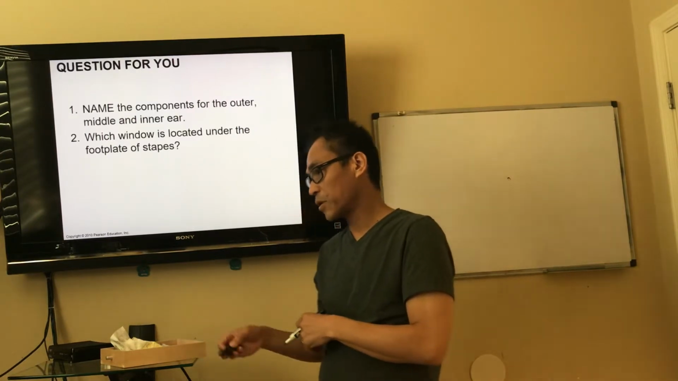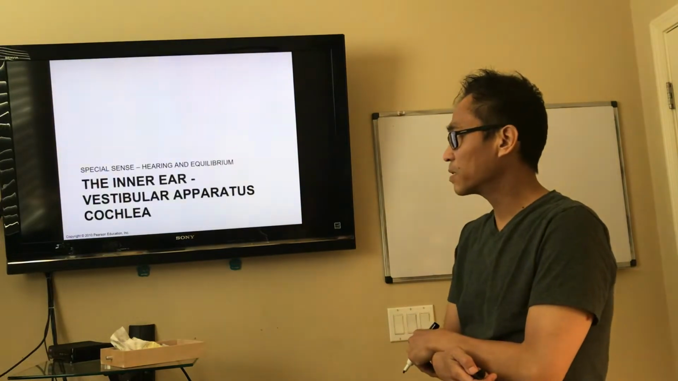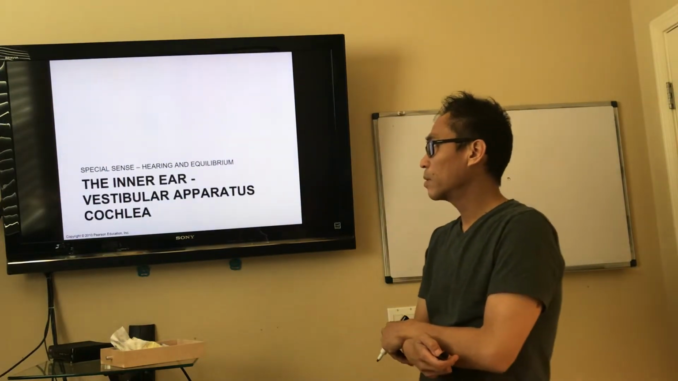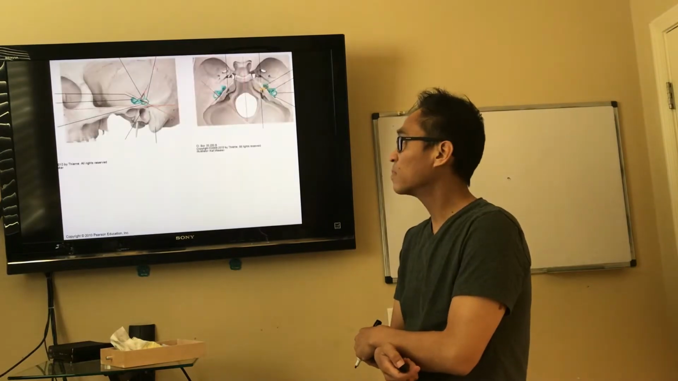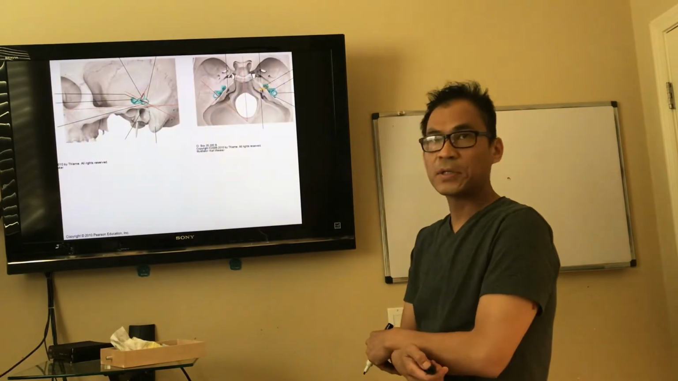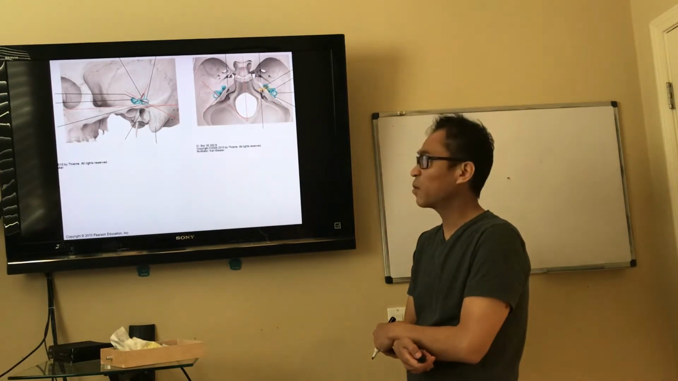Let's look at the inner ear structure next. It's called the vestibular apparatus. It also has the cochlea. But here's how it sits in the skull. It's inside the temporal bone in the temporal region. I already told you that.